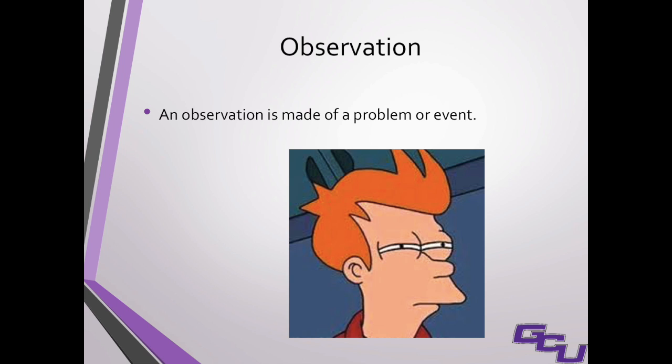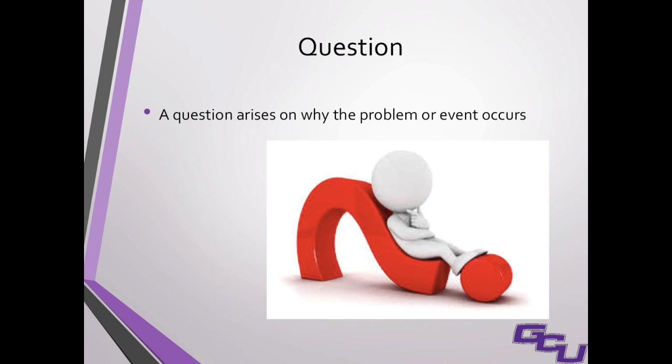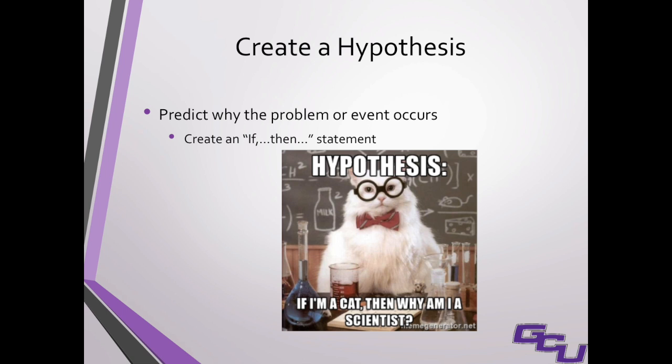The first step in the scientific method is an observation. An observation is made when someone witnesses an event or problem occur. When they see that event or problem occur, they begin to question it and wonder, why is that even happening? So they create a hypothesis. A hypothesis is used to predict why that event or problem is occurring.